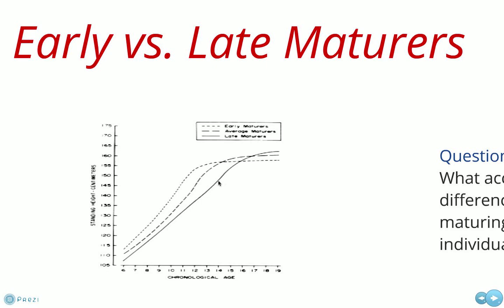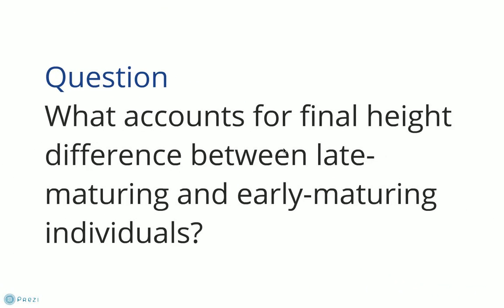So if you hit your growth spurt around 14 years of age as compared to, say, 11 years of age, then typically your legs have grown for a much longer period of time, and that adds a little height to your final height, which ends up being up here. So late maturers grow late, they typically have more leg growth, and that leads to usually a higher final height than an early maturer. So that leads us to our question. Of course, you should definitely be able to know what accounts for the final height difference between late maturing and early maturing individuals.